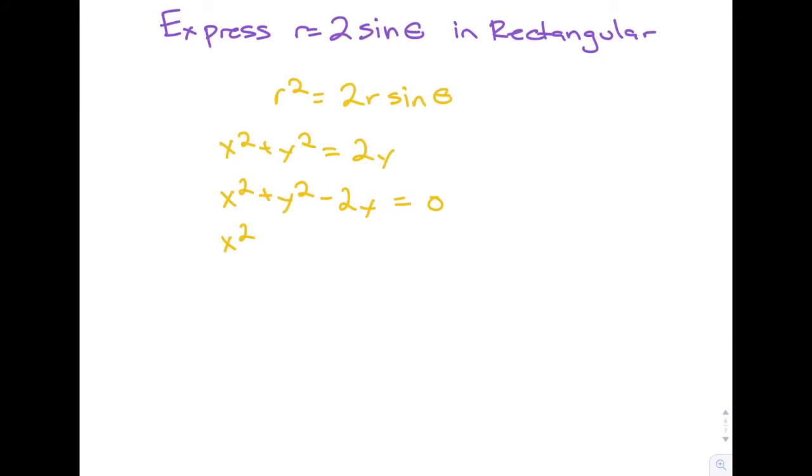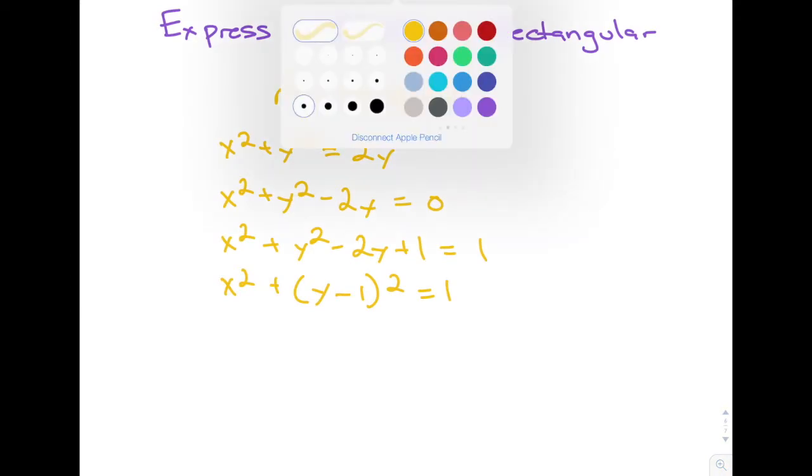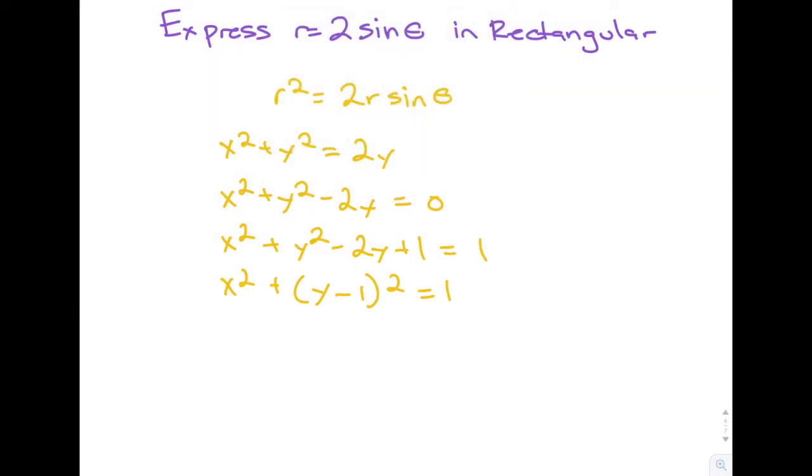So we'll have x squared plus y squared minus 2y plus 1 equals 1, because we have to add it to both sides there. So we have x squared plus (y minus 1) squared equals 1. And we know that this is the equation of a circle centered at the point (0, 1). So the equation in polar, r equals 2 sine theta, is a circle centered at the point (0, 1). Kind of cool. This may be a useful analysis for us to do when we begin to actually graph equations in polar coordinates.